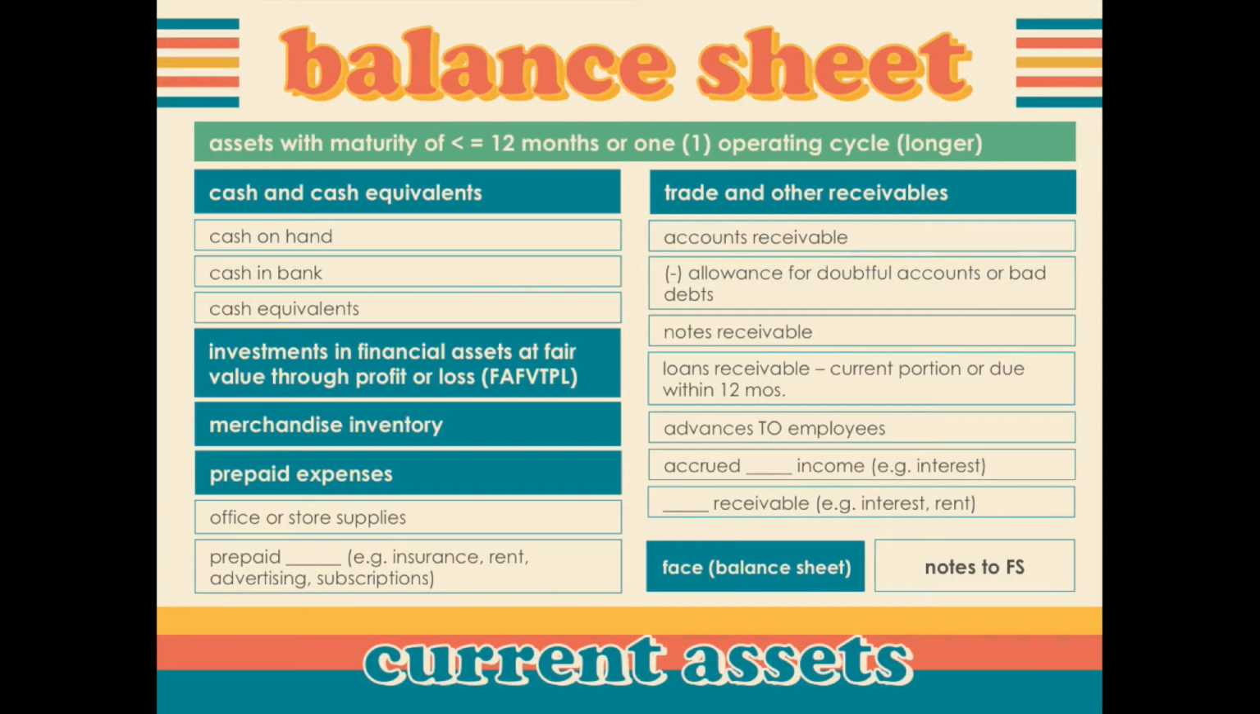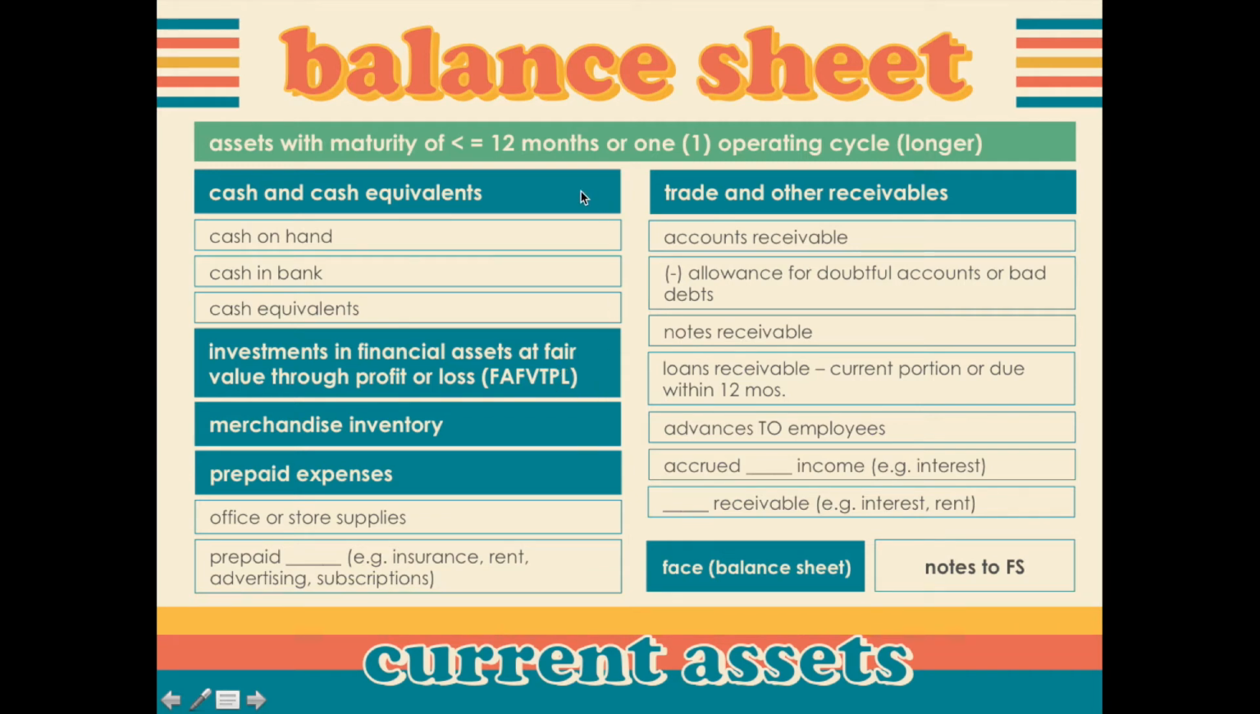Here is an overview of the common account names classified under current assets. The accounts in the shaded boxes are the account classifications presented on the face, in this case, the balance sheet. The ones in the clear boxes are presented in the notes and are the specific account names used in journalizing. Those in shaded boxes without sub-accounts are also the account names used in journalizing.